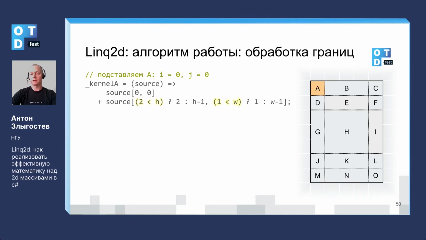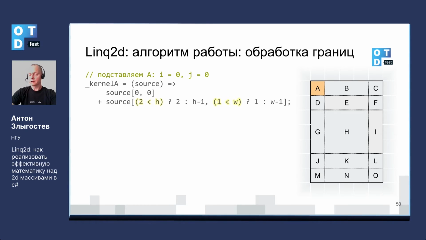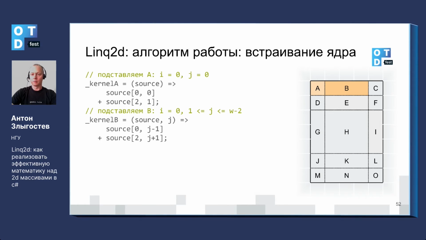And actually the array can be of different sizes, so if it's lower than 2, or width is bigger than 1, then to avoid this branching, Linq2d, instead of calculating, it checks. It says we need the filter to be at least once to be able to be put inside the array. So that's how it looks for the A zone.